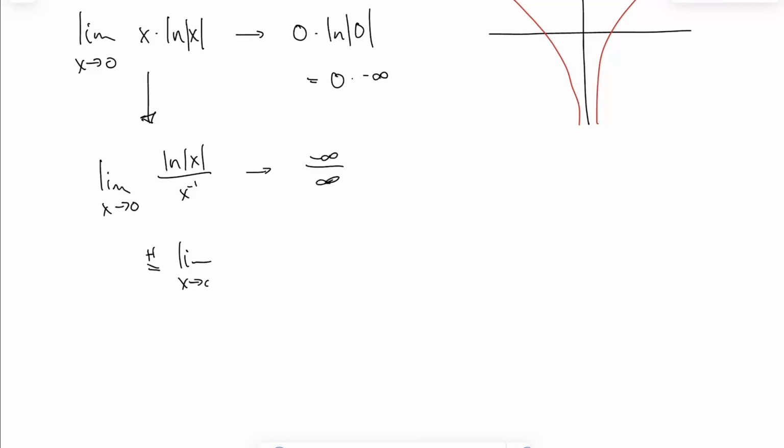We still have x going to 0. Up top, ln absolute value x, the derivative of that is 1 over x. And on the bottom, the derivative of x to the -1, you do the thing with the powers, I go minus x to the -2. Right? Any suggestion what to do next? Yeah? Put the x to the -2 up top.